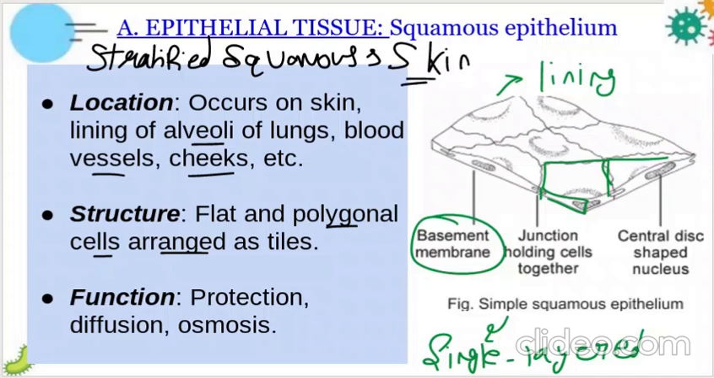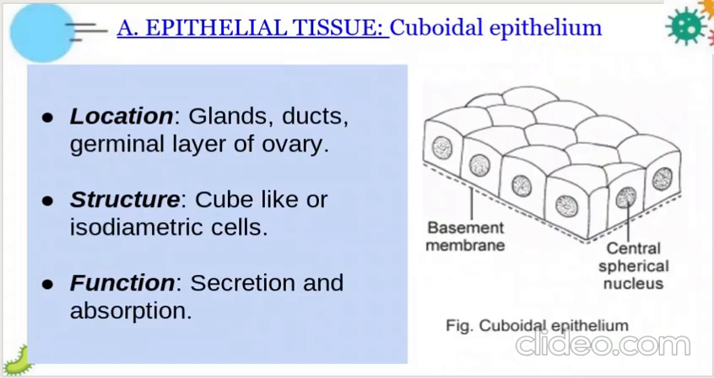Next comes the cuboidal epithelium. As the name says, they have a cuboidal shape, as you can see. Where are they present? They're present in the glands, like the various oil glands, the endocrine glands, all of those places.